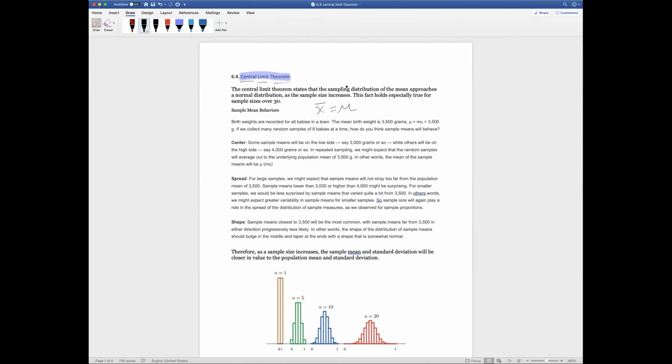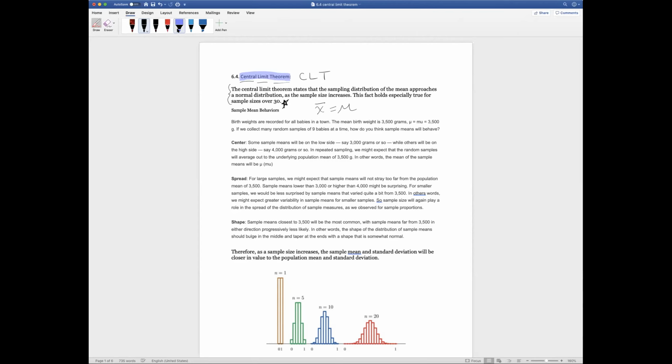So again, don't worry if you're not 100% on board with what the central limit theorem tells us, but I do want you to understand a couple basic tenets by the time we're finished talking about it today. So let's start off with this beginning introduction. The central limit theorem states that the sampling distribution of the mean approaches a normal distribution as the sample size increases. This fact holds especially true for sample sizes over 30.